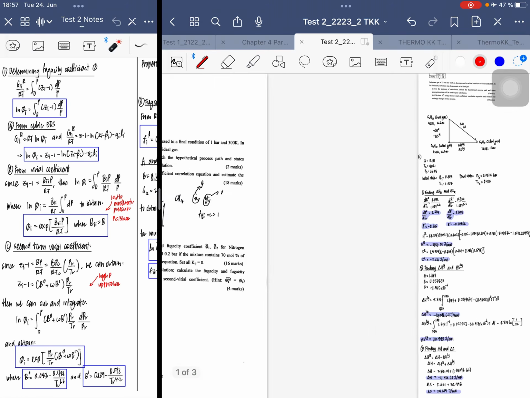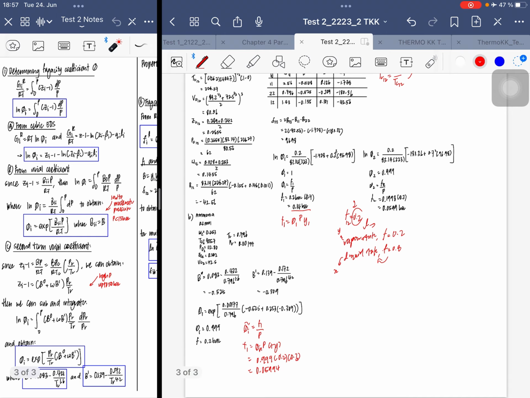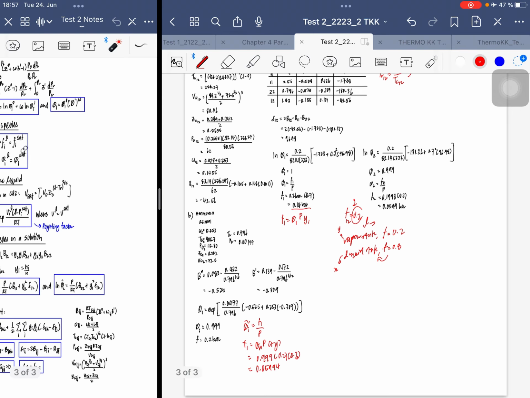So that's it for question 2. You just have to familiarize yourself with the formulas. Pretty much that's it.